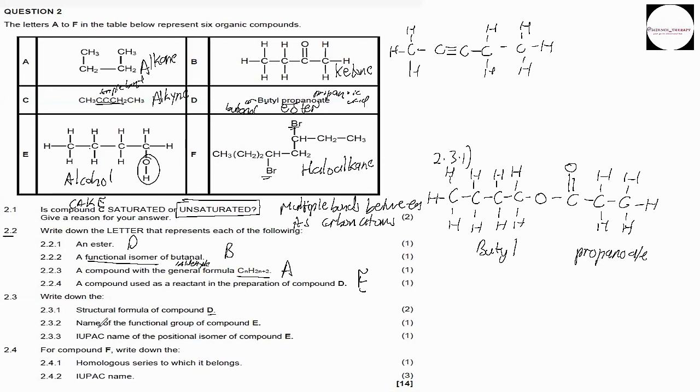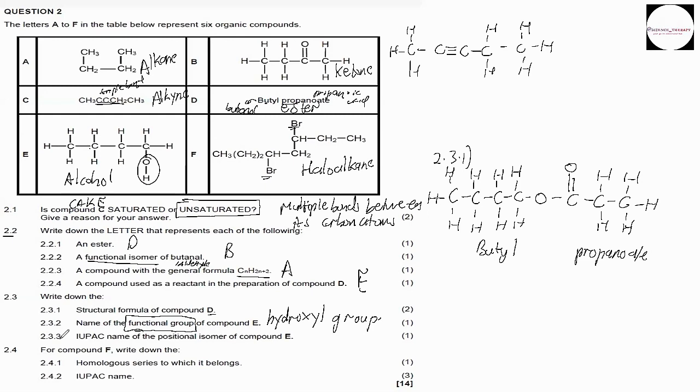Then 2.3.2 says name of the functional group of compound E. Now, compound E is an alcohol, and we know that the functional group of an alcohol, we know it as what? The hydroxyl group. So this is the hydroxyl group.